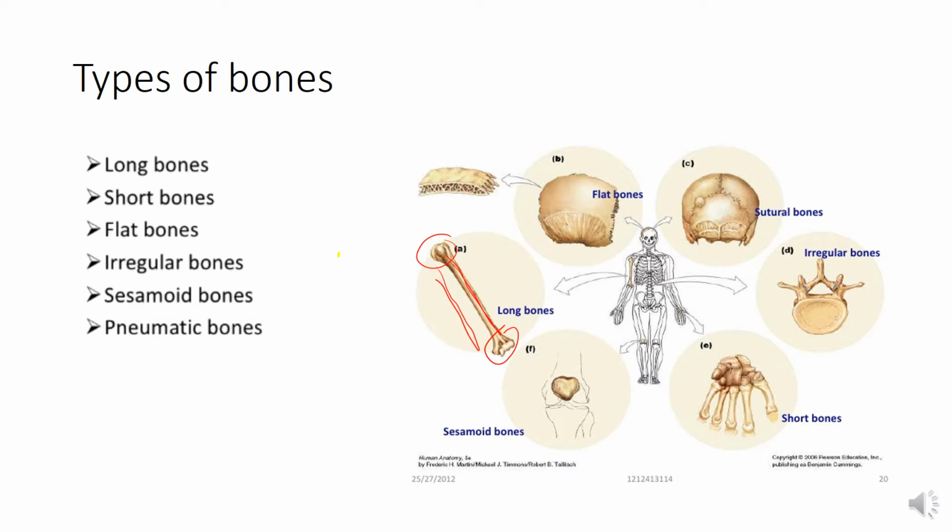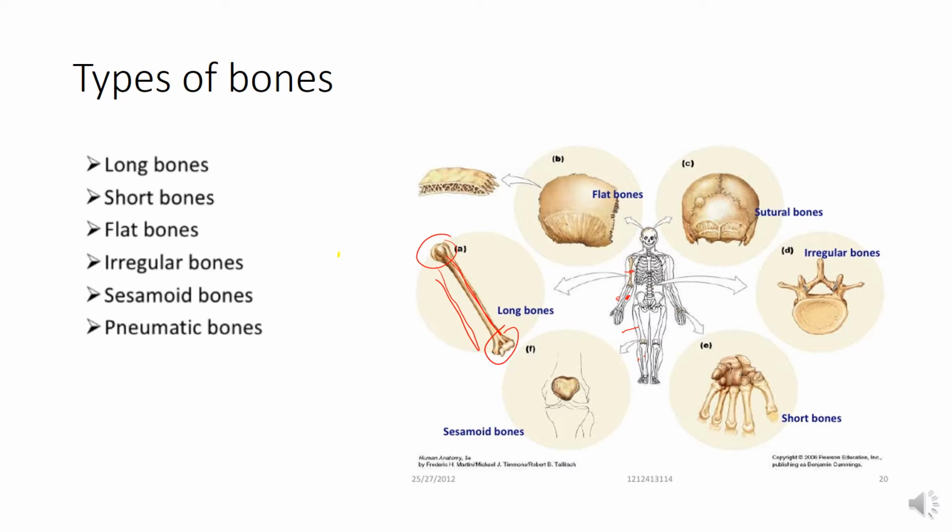Of course, you can see here, and the examples include the femur, the tibia, the fibula. This is in the lower limb. Here you can see this is the femur, the tibia, and the fibula. And in upper limb, the humerus, the ulna, and the radius. So these are all types of long bones.